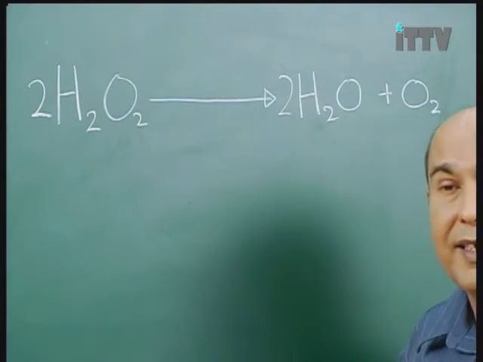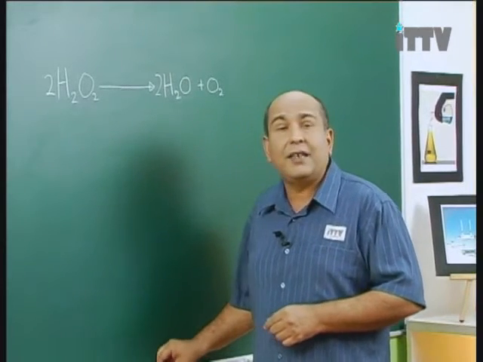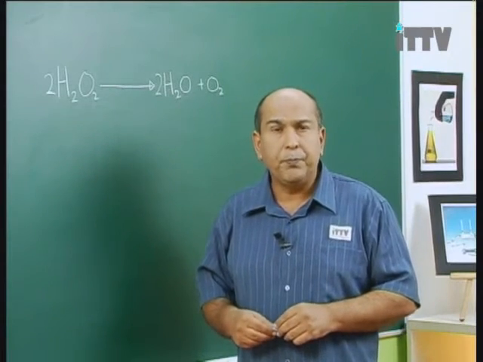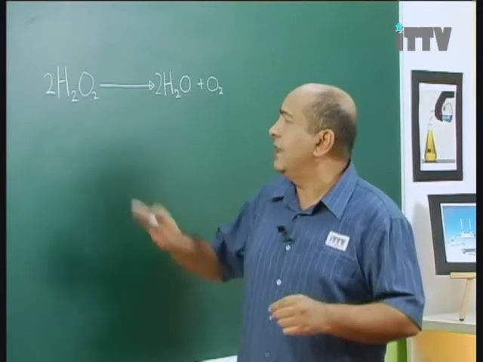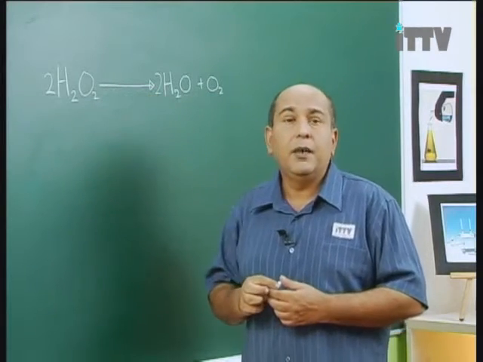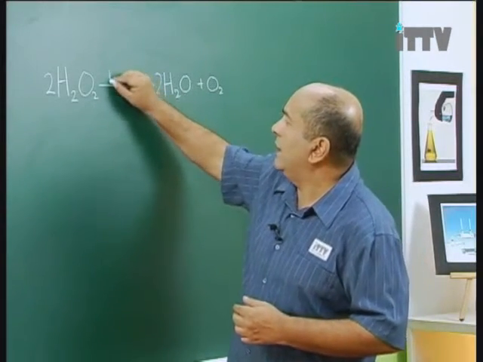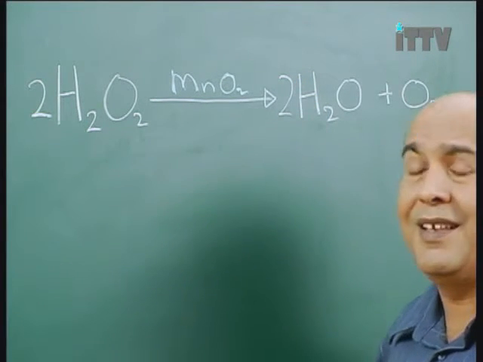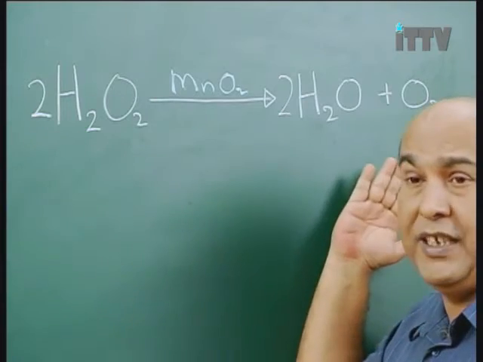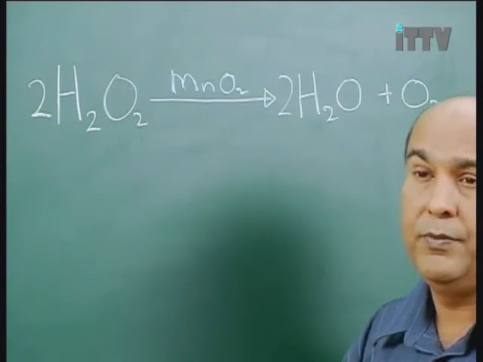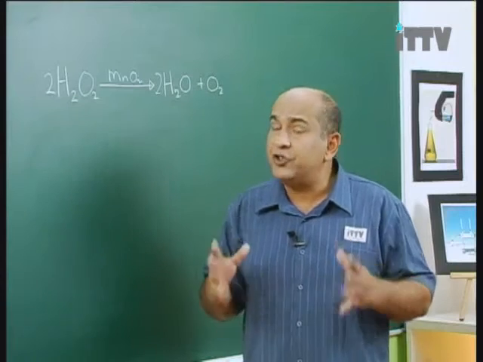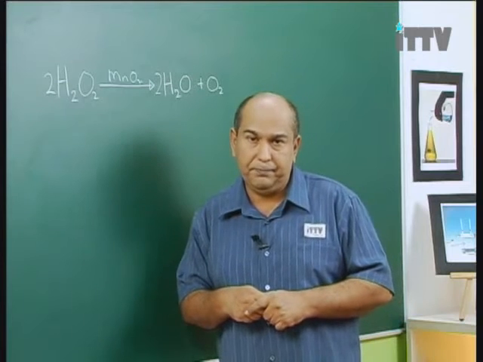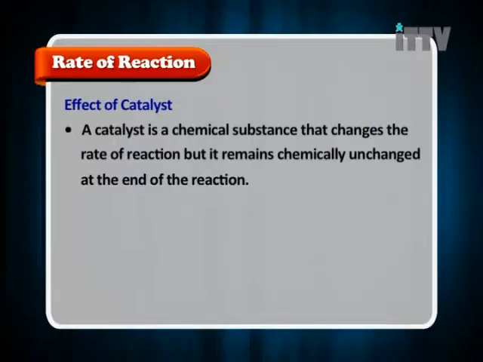Now what about the catalyst? Well, in this reaction, the catalyst we use is manganese(IV) oxide, MnO2. So what we do is we list the catalyst above the arrow. So you write here MnO2. Remember, the catalyst is not written in the equation itself, but above the arrow. And remember, it is chemically unchanged, so you can reuse your catalyst most of the time. Let's go back to the slide.